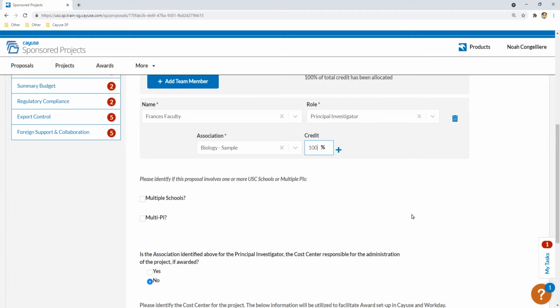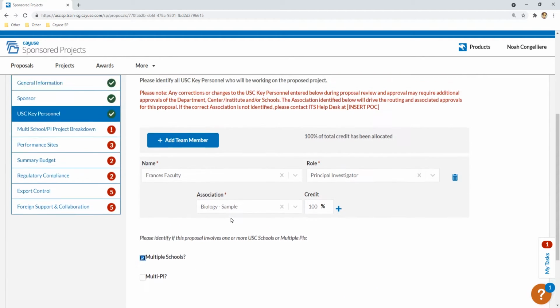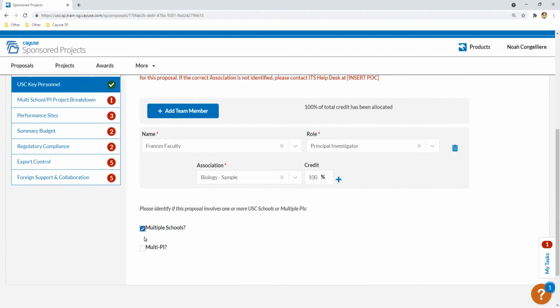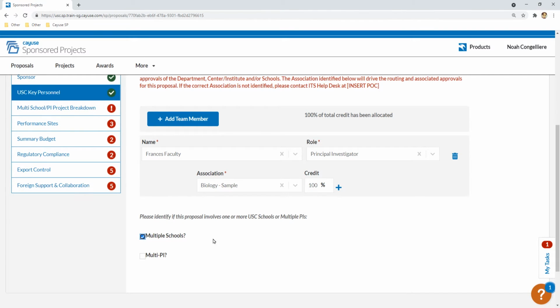Now you'll notice here at the bottom of the page, two checkboxes used to identify whether the proposal involves multiple USC schools or multiple principal investigators. That means a PI, co-PI, or multi-PI. And these identifiers are new. If either are selected, a new proposal section called Multi-School PI Project Breakdown shows up on the left, and this section will need to be completed if either of these two fields are checked. So I'm going to go ahead and uncheck this.